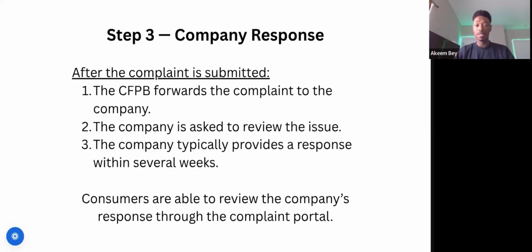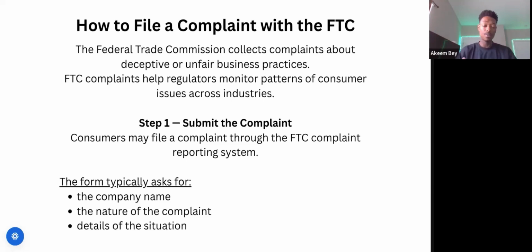So step three is the company response. After the complaint is submitted, the CFPB is going to forward that complaint to that actual company. The company is going to be asked to review the issue, and then the company typically will provide a response within a few weeks or even a few days. So you're going to be able to review the company's response through the complaint portal through the CFPB once you set up that account and file your complaint.